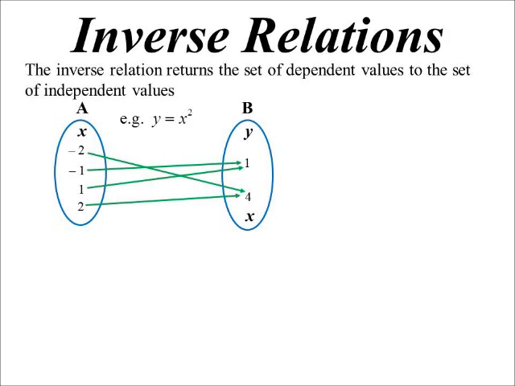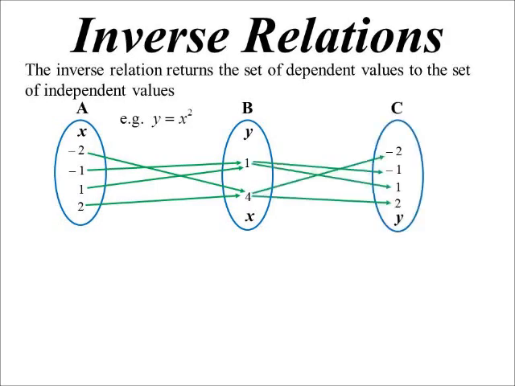Well, if I want to get it back to another set C, which now you'll notice that set A and set C are equal sets, then I have to apply another function or relation. And so that's y equals plus or minus root x. Would get it back to where we started from. So A and C end up being equal sets when you apply the inverse.